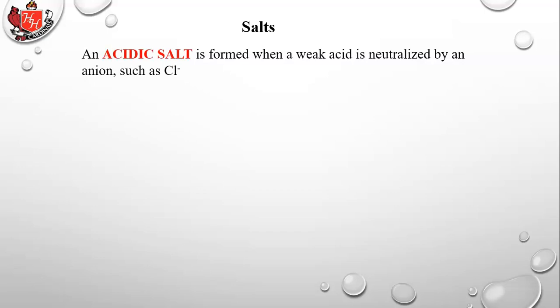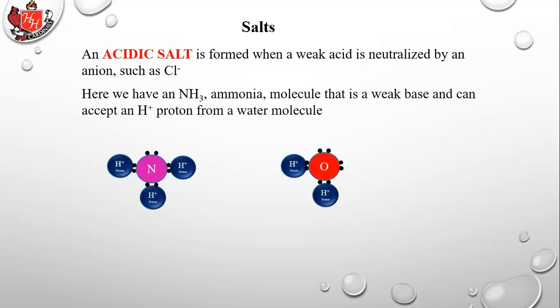An acidic salt is formed when a weak acid is neutralized by an anion, such as the chloride ion. So here we have an ammonia, NH3 molecule, that is a weak base and can accept a H+ proton from a water molecule. Again, it's a weak base, so this will only occasionally happen, but it will, and it will produce an NH4+. That's the conjugate acid of ammonia. And when it does that, it produces a hydroxide ion. That's the definition of a base. Bases produce OH- ions in solution.